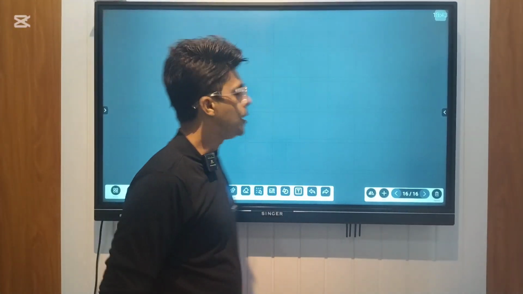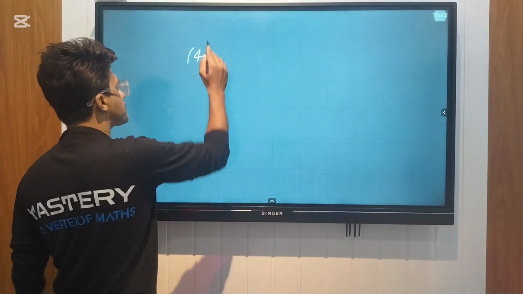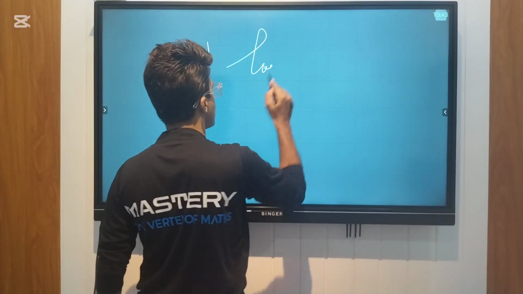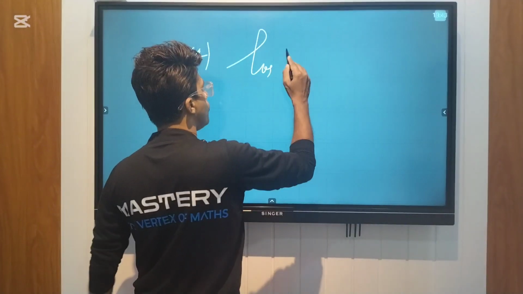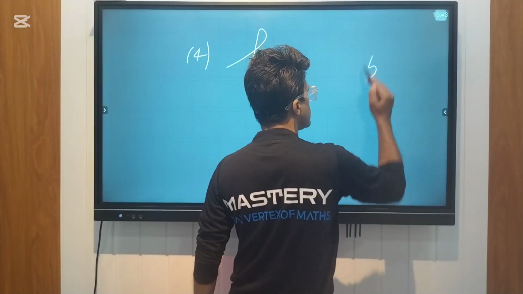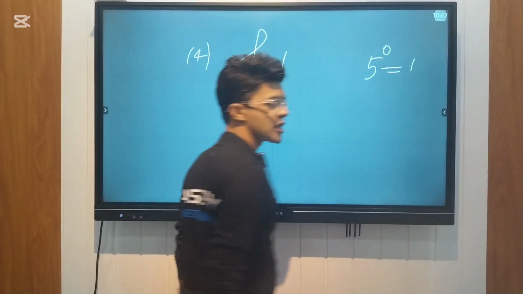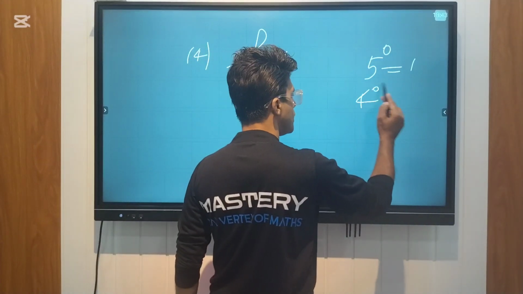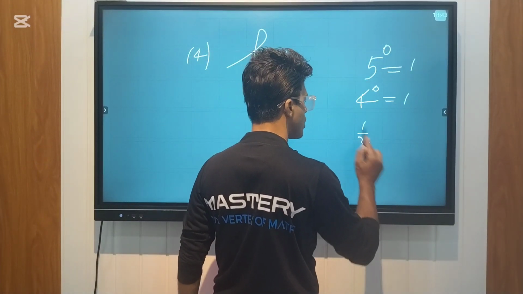So next one, fourth question. The fourth question is log 1 to base 5. This means 5 to the power 0 equals 1. You know that. 4 to the power 0 equals 1. Half to the power 0 equals 1.